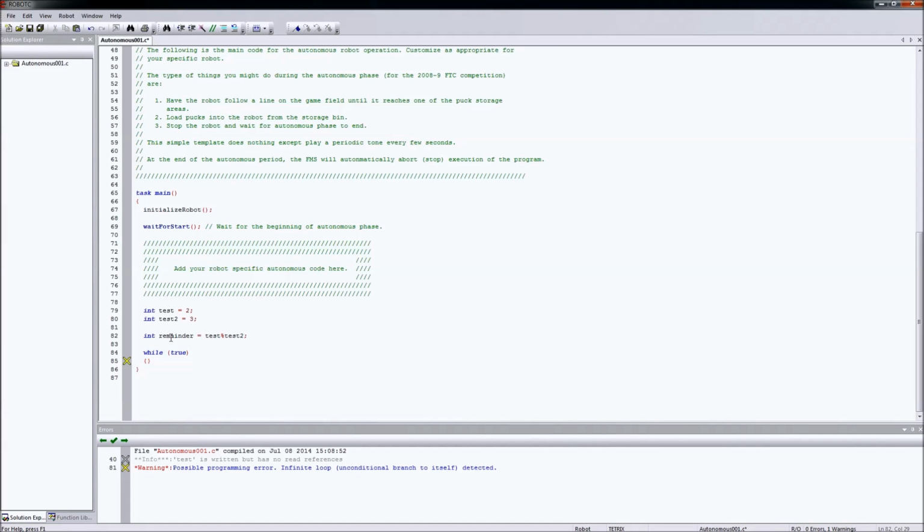And so what this would do, we're declaring a new variable, it's an integer, and it's equal to the remainder of test divided by test2. I think I said that wrong. It's the remainder of test divided by test2. And test is 2, test2 is 3, so it's the remainder of 2 divided by 3, which is 2, because you don't have a whole number, so your remainder is 2. So this would have a value of 2, the remainder would.